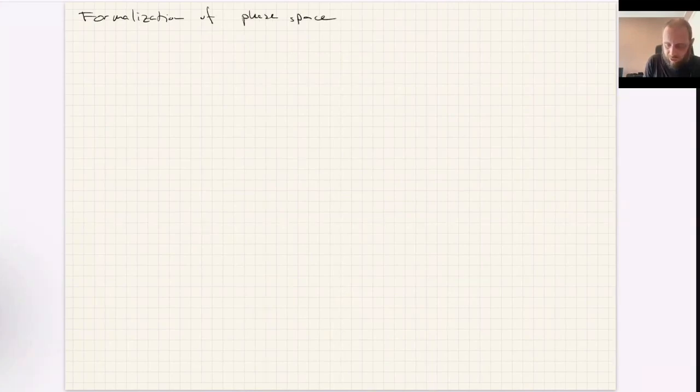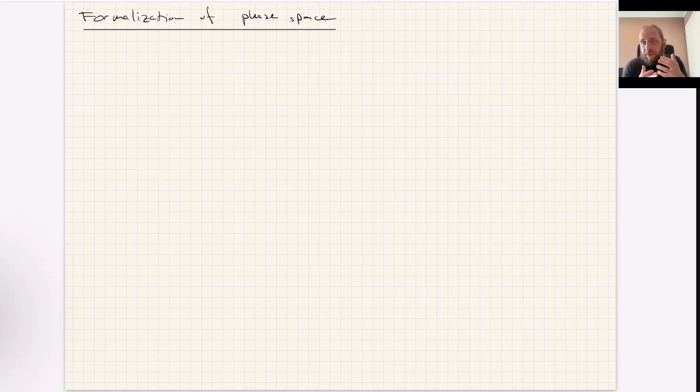So we discussed last time a lot about Hamilton mechanics and symmetries in Hamilton mechanics. So what I want to do now is to formalize that. The formalization of the phase space. So I want to see kind of what is the mathematical structure of phase space.